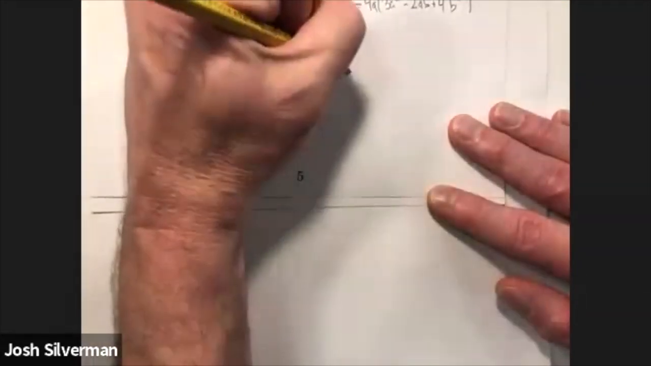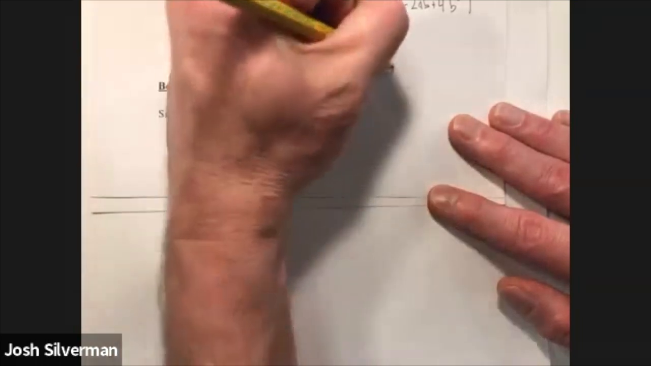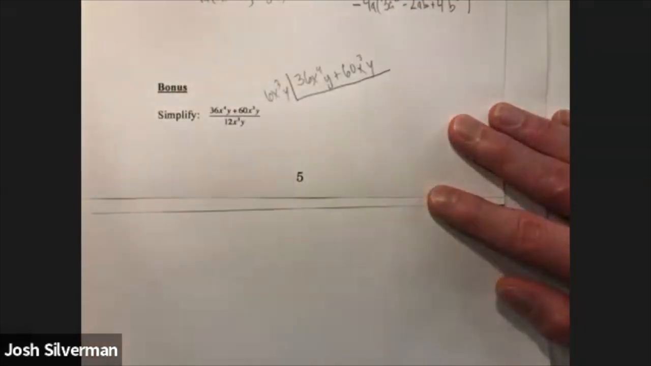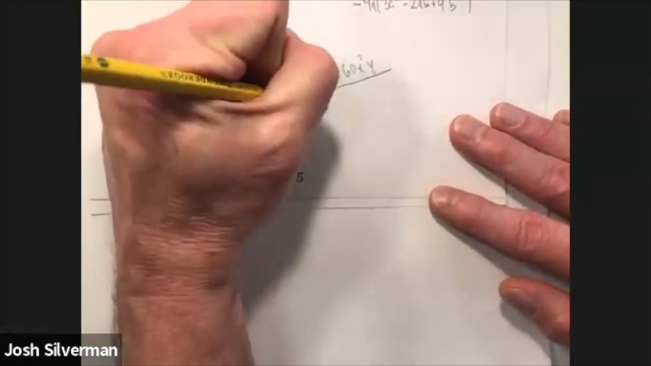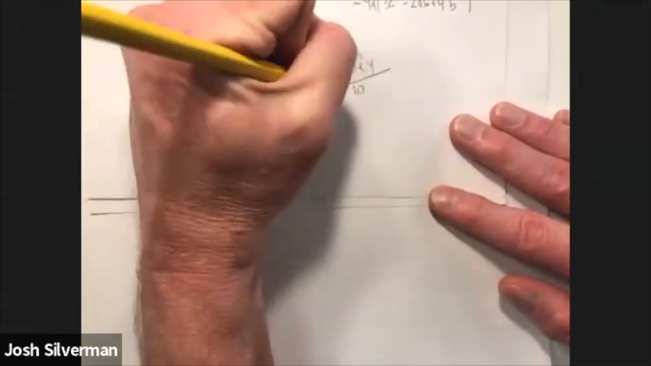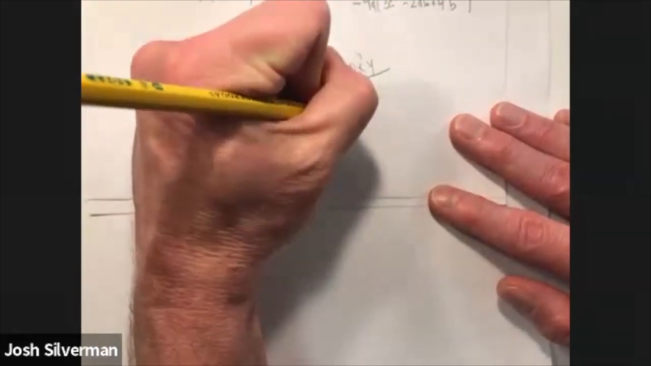36x to the fourth y plus 60x to the third y. What can we divide them both by? How about a 6? How about an x cubed? And how about a y? So if we divided this by that, it's going to give us 6x. If we divided this by that, it's going to give us 10. Oh, we can do one more round. Let's divide by a 2. That's going to give us a 3x plus 5.